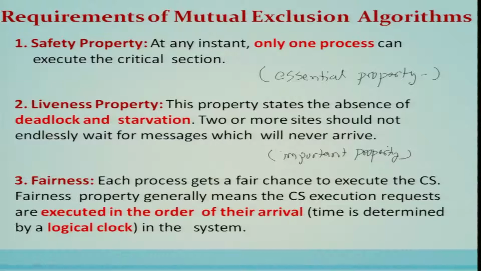The third property is called fairness. Each process gets a fair chance to execute the critical section. Fairness generally means the critical section execution requests are executed in the order of their arrival in the system, and this order of arrival is determined by the system of logical clocks. This is also an important property for the different distributed mutual exclusion algorithms. So, the first one is the essential property, and the other properties are important properties.